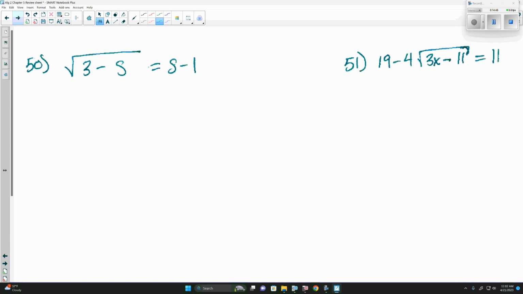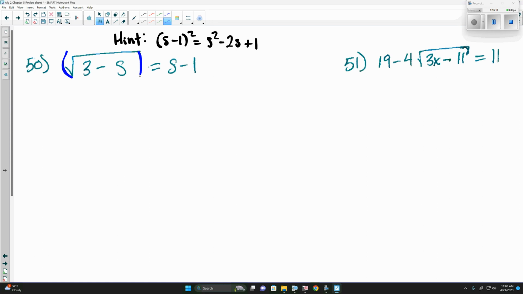questions on 50 or 51? Well, we can look at 50. Now there might be a hint on the test, something like this here might show up. So if we solve 50, the first thing we need to do is to get the radical by itself. Here, the radical is by itself, yes?